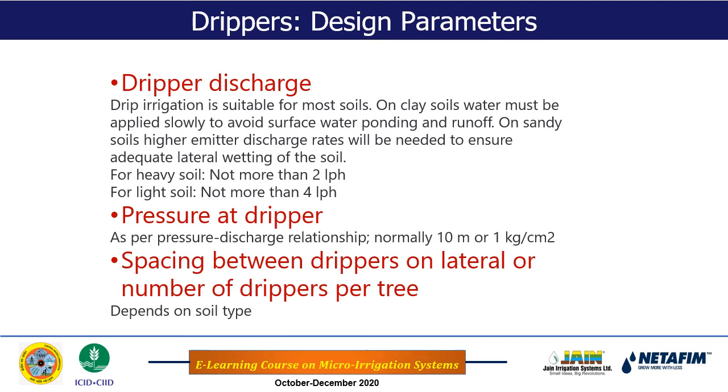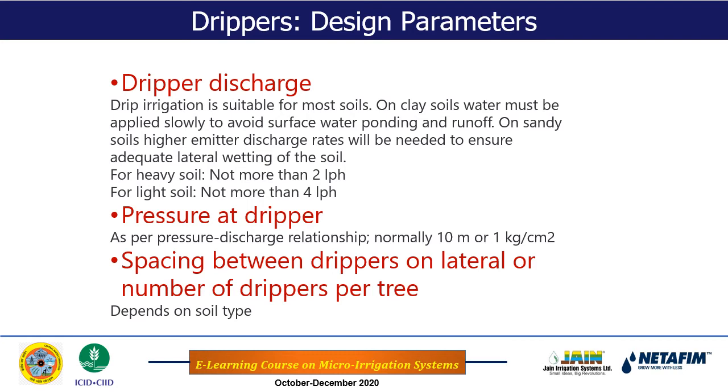Whereas in case of sandy soil, it should be a little higher, because more discharge is needed to ensure adequate lateral wetting of the soil. Naturally, in sandy soil lateral wetting is less, and if we have less discharge, it will be still less. So the thumb rule I have shown: for heavy soil 2 lph, for light soil 4 lph, and medium soil in between, or you can safely follow 2 lph.